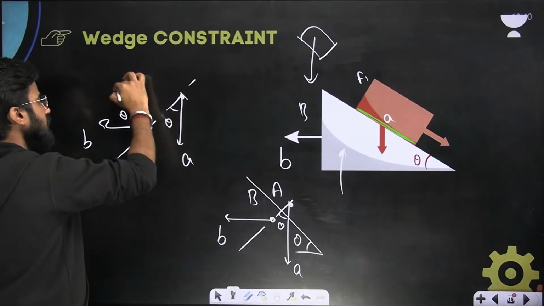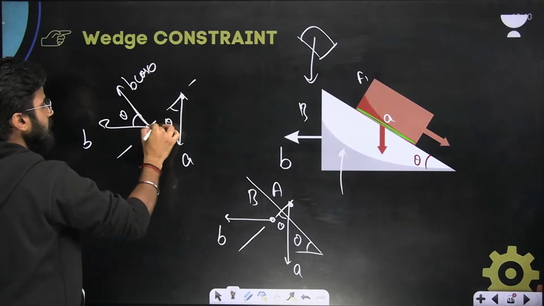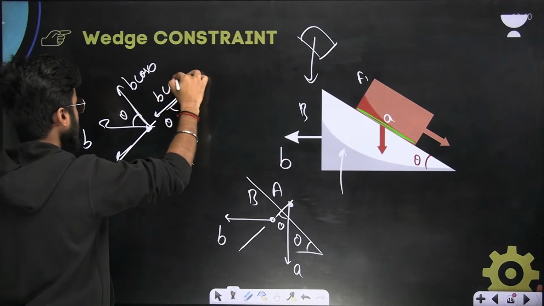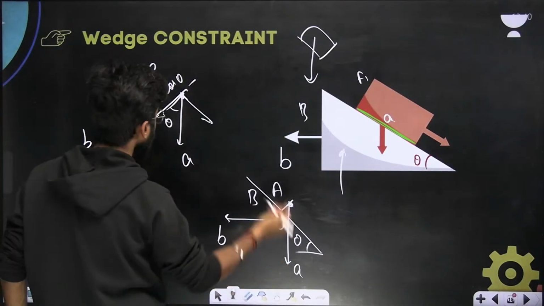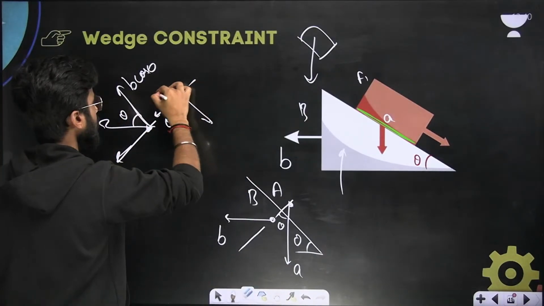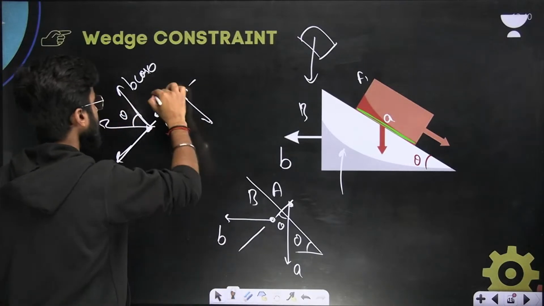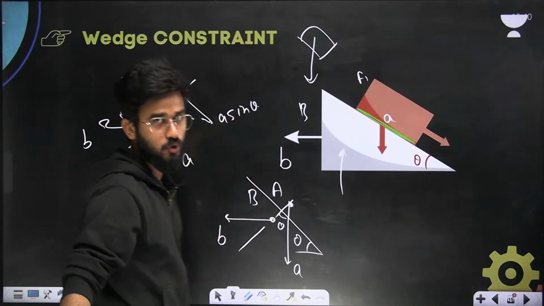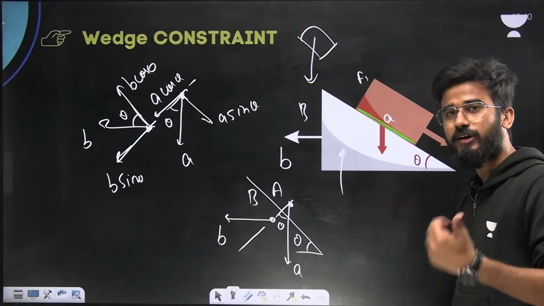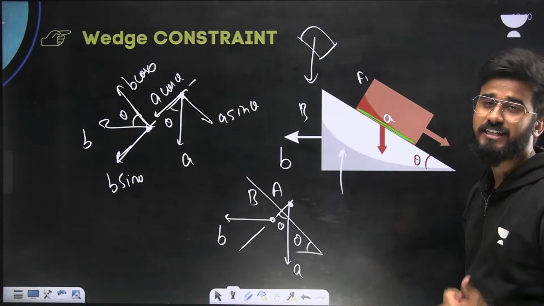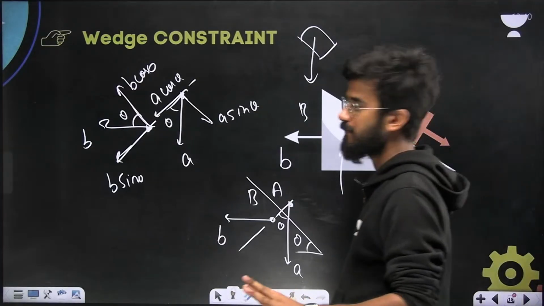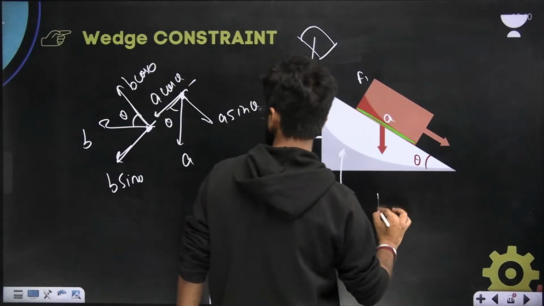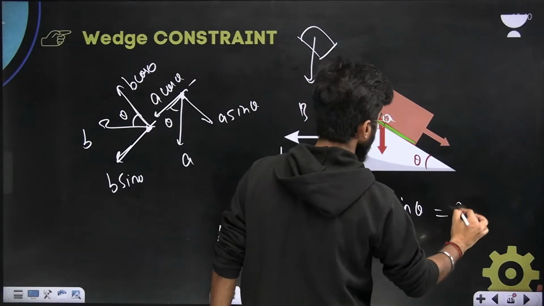Means the component of B is, this is B cos theta and this is B sine theta. Similarly, this is A cos theta, and this is A sine theta, right? And what I have told you, I have simply told you that these blocks cannot enter into each other. It means the velocities perpendicular to the contact surface should be the same. It means B sine theta should be equal to A cos theta.